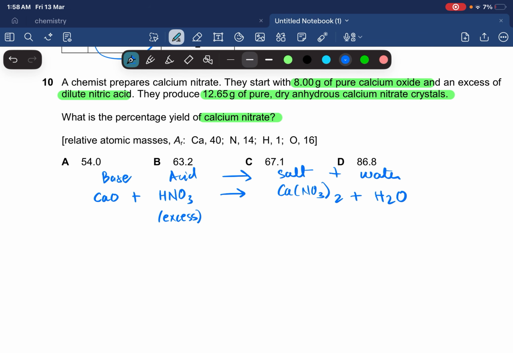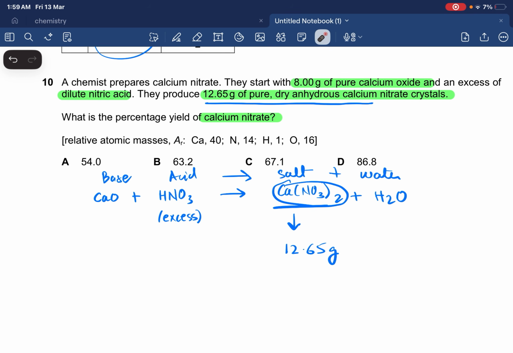Now we do a little bit of balancing by putting a 2 over here. Remember that we know they produce 12.65 grams of pure dry anhydrous calcium nitrate. So this is going to be produced in 12.65 grams. If we calculate the Mr of this, then we can calculate the moles of this. But before calculating the moles, you have to realize that you had 8 grams of pure calcium oxide. So 8 grams of this is going to produce how many grams of this?